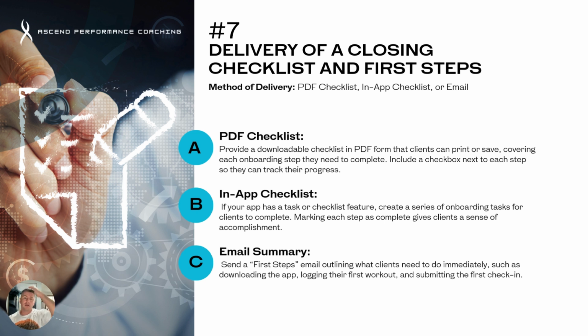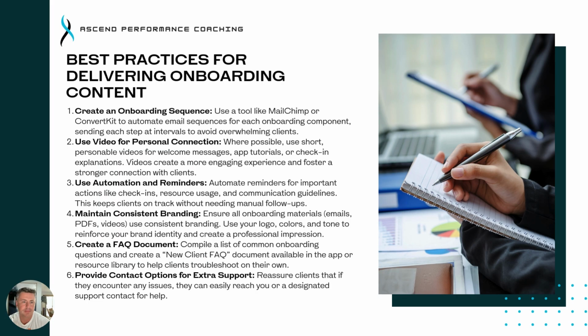Now, the delivery of a closing checklist and first steps. So a checklist of all the things they need to make sure are done. PDF checklist, fantastic. In-app checklist, if you can do that. You may have to change back their habit or their check-in to do that, so it can be a little bit more manual work. So I think the PDF checklist is good. And then the email summary is fantastic.